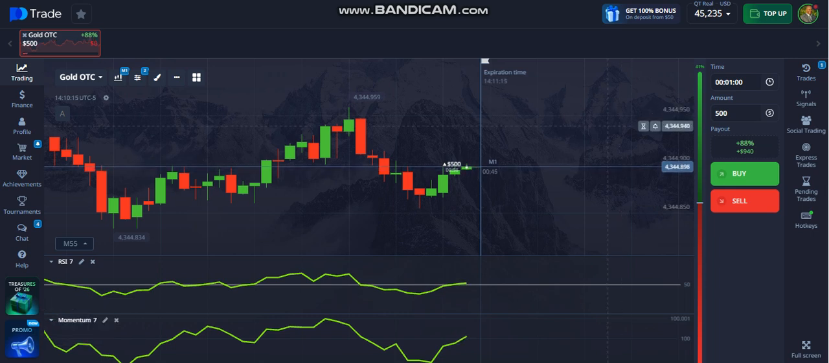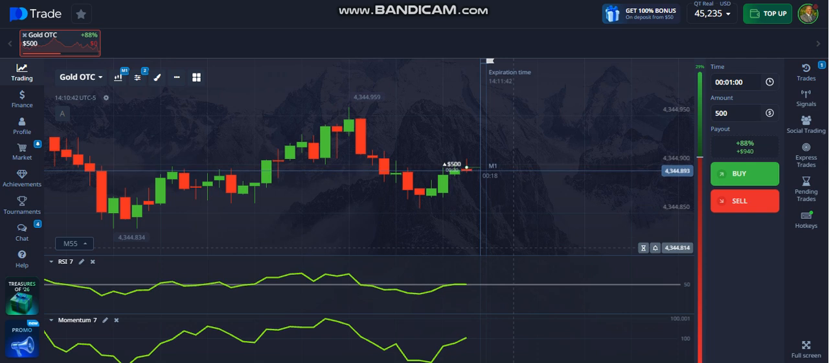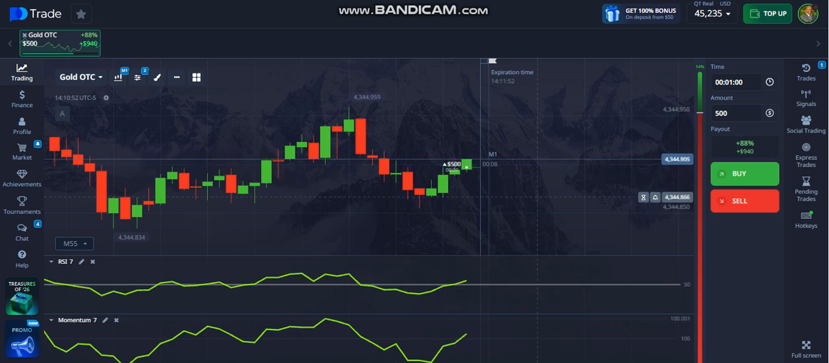Okay, so I just took a buy trade on gold, a call trade. And the reason I took the call trade here is the RSI line just crossed over the 50 line here in an upward direction. In addition to that, the momentum line is showing a positive sloping upward direction. So I went ahead and took the buy trade because I believe the price will continue to move upward over the next 60 seconds above the entry price I took on the trade here. So let's watch this.